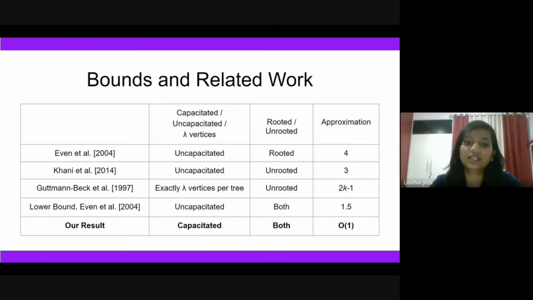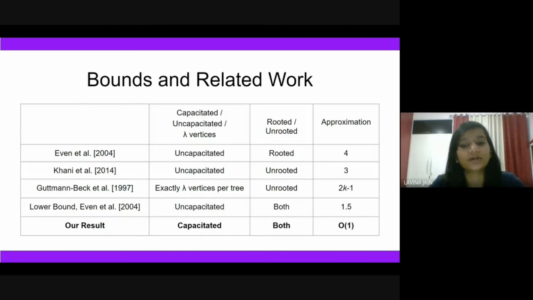For a specific version of capacities, that is, fixed capacity of lambda for every tree, the approximation known for the unrooted case is 2k minus 1, where k is the number of trees in the tree cover. This was given by Gutman-Beck et al. in 1997. All these different versions of the problem are proven to be 3.5 approximation hard.